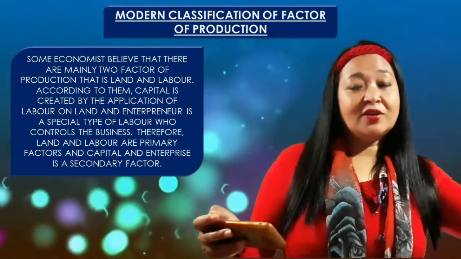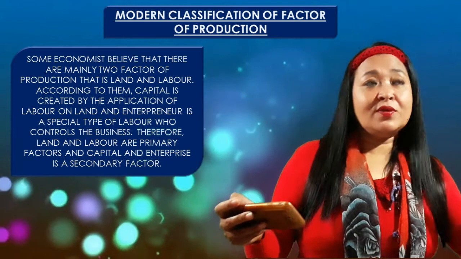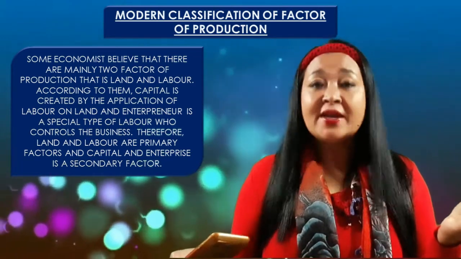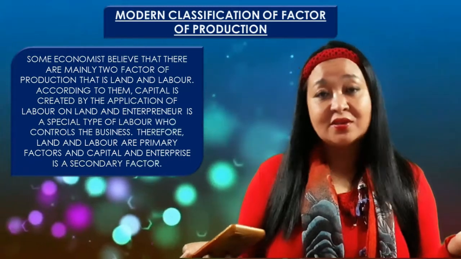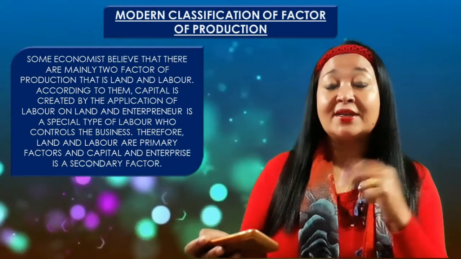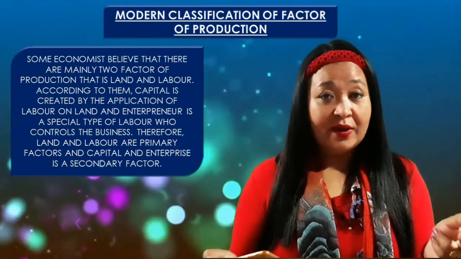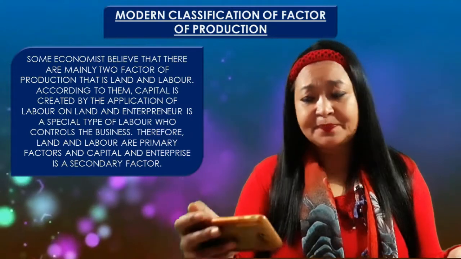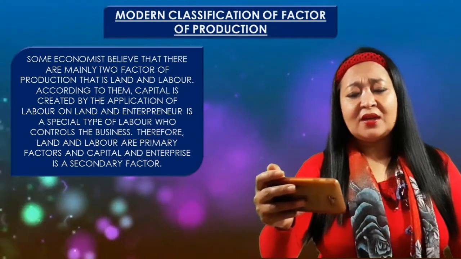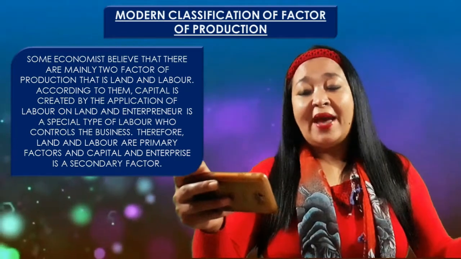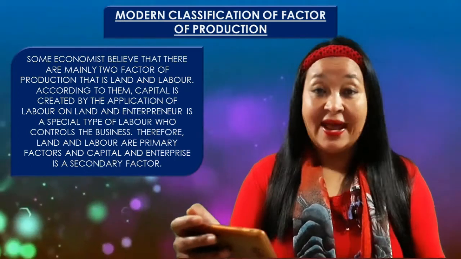According to the general view, there are 4 factors of production, we say: land, labor, capital and organization, or enterprise. But according to the modern economists, there are only 2 factors of production, that is land and labor. And what about capital? They say that capital is man-made. It is created by man with the application of human labor on land.